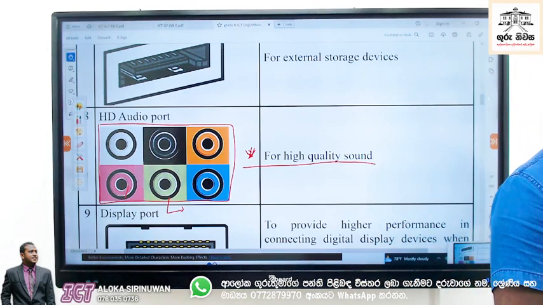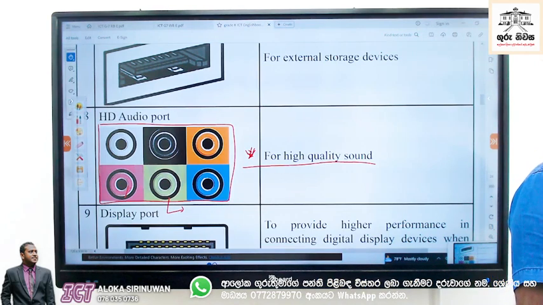Sir, we have to color the holes now, sir. If you have color pens, you can color it. Okay, sir. But coloring is not very important. But if you have color pens, you can color it.